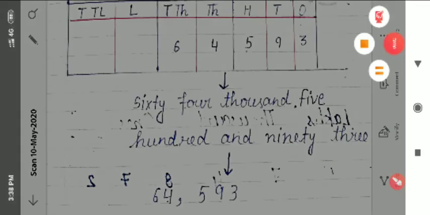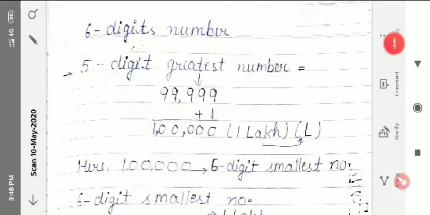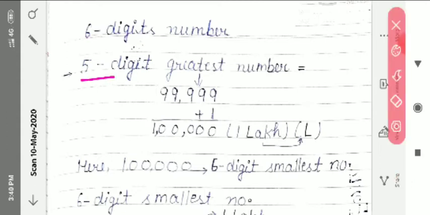Now let us discuss 6-digit numbers. How to form 6-digit numbers. So here, as we know very well, what is the greatest 5-digit number?